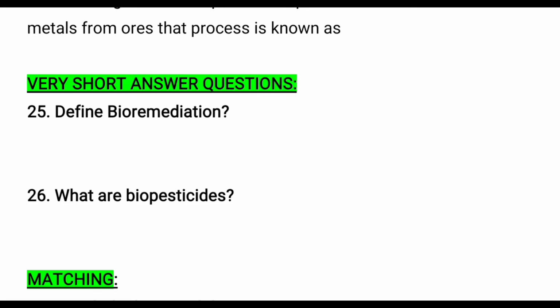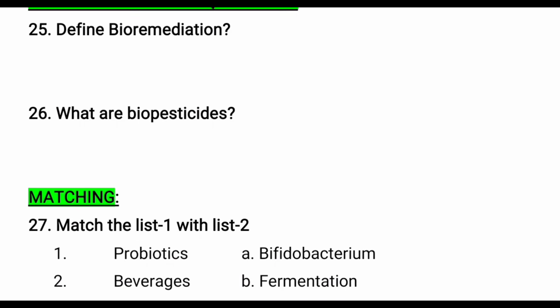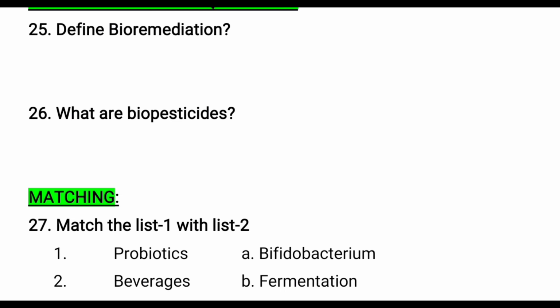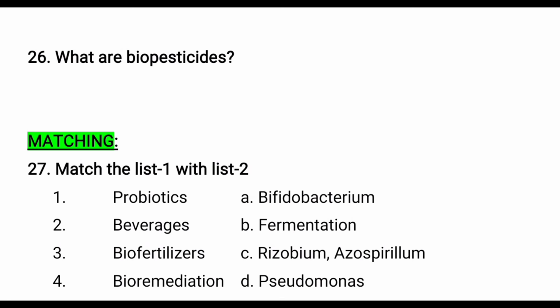Okay, so let's see the next question. What are biopesticides? Biopesticides are one kind of pesticides that come from natural sources like plants, animals, bacteria, and also minerals. They are used to control pests, and can be used as an alternative to synthetic chemical pesticides. Chemical pesticides have negative impacts on the environment and human health. That's why we need to use biopesticides, as they are eco-friendly. They do not harm the environment as well as human beings.